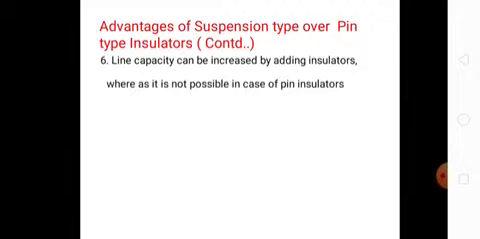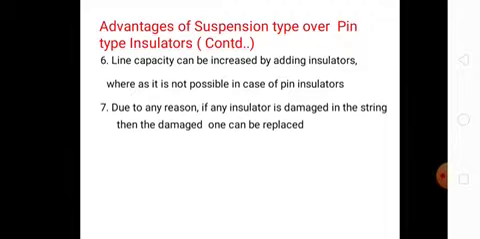This is not possible in the case of pin type insulators. A pin type insulator has only one disc, but in a suspension type there are a number of discs connected in series. Because of this, the line capacity can be increased by adding insulators, whereas it is not possible in the case of pin type insulators.